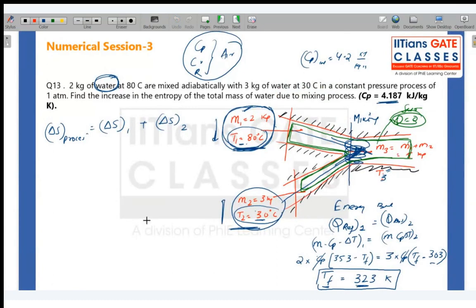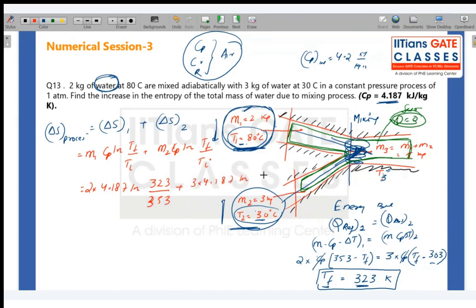Now, you have seen the formula, so you can write it quickly. It is m Cp ln T final by T initial, m1 Cp ln T final by T initial plus m2 Cp ln T final by T initial. So it is 2 into 4.187 ln 323 by 353, plus 3 into 4.187 ln 323 by 303.